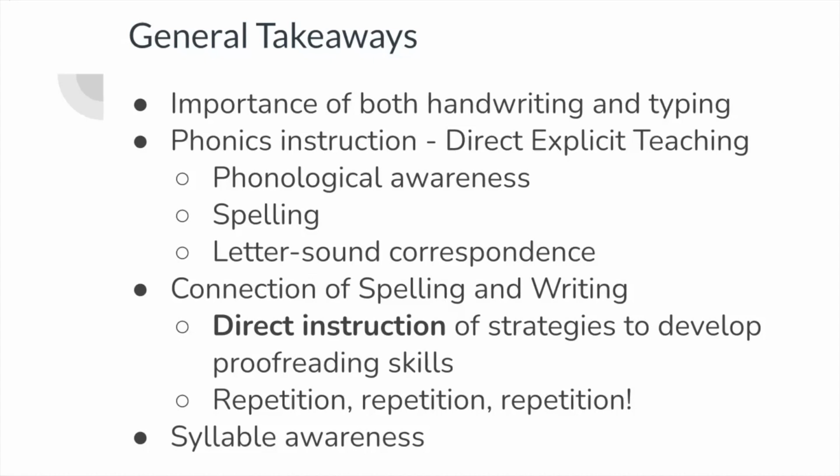So the direct instruction of strategies to develop proofreading skills is also super important, as students, once they write, are able to go back and recognize when a word is spelled wrong or when a sentence may need to be combined or expanded. And repetition of all of these things is so important. And finally, understanding syllables is very important for students. Understanding why a vowel may make a long vowel sound with an E at the end of the word will help them connect all the words that they see with this same pattern.